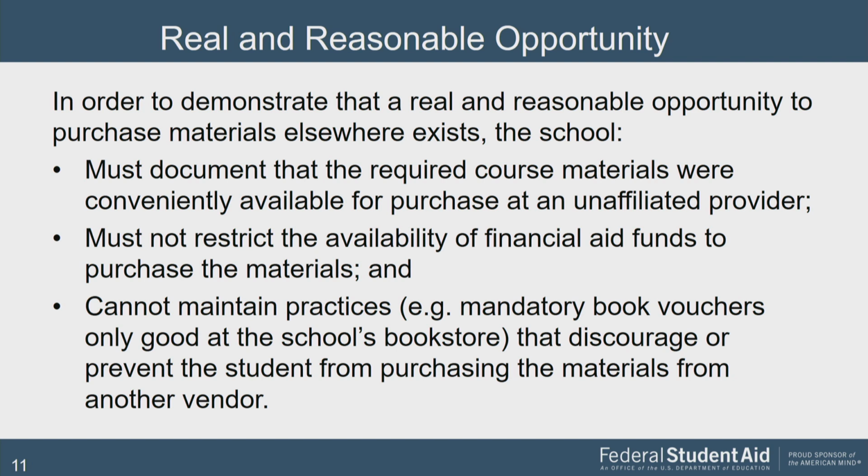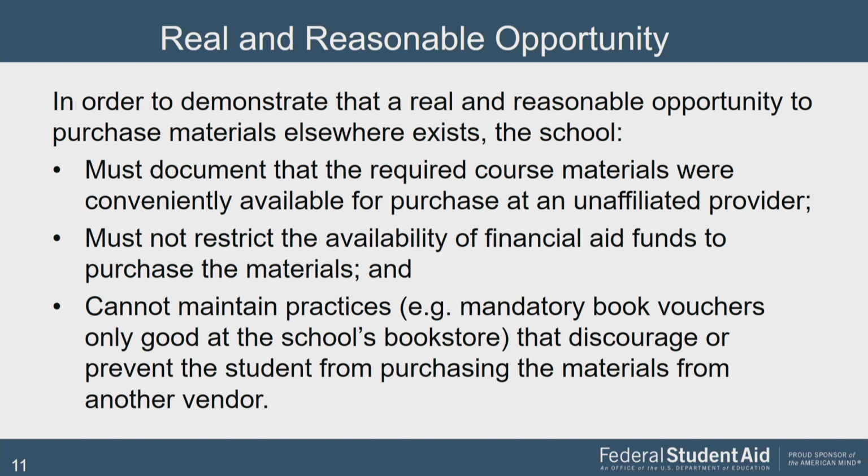So you have to demonstrate a number of things to show that a student has a real and reasonable opportunity. So you have to document that they were conveniently available from either a physical location nearby or an online location. You can't restrict the availability of financial aid funds to purchase the materials. So for example, you can't just wait until the end of the term to disperse Title IV aid to your students. I know most of you probably wouldn't do that, but there have been a limited number of cases where schools have done that, and in those cases, because the students don't have access to their Title IV credit balances, a lot of times they don't have the ability to purchase materials with those credit balances.